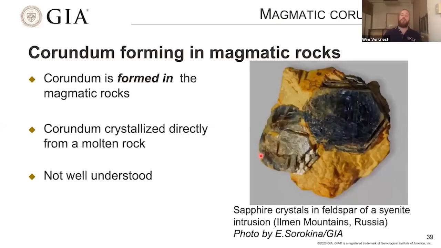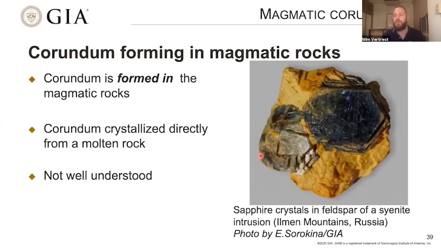But most common, we see corundum inside the magmatic rock. So not around it, but inside. And again, here we have two types. I think the first type is where we have the corundum directly forming inside the magmatic rock. So you have this molten rock, and when it crystallizes, aluminum oxide is one of the phases that crystallizes. We don't really understand why this is happening. There's not a lot of these deposits known.